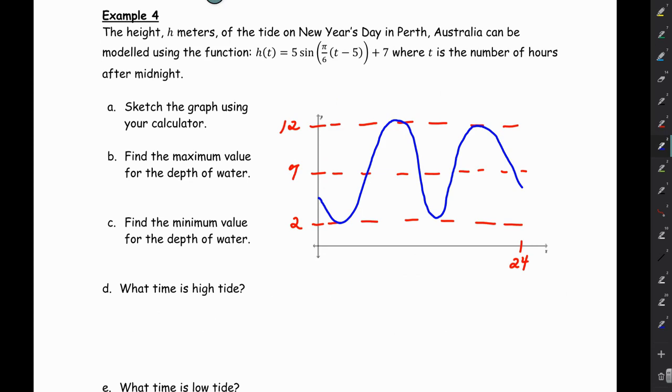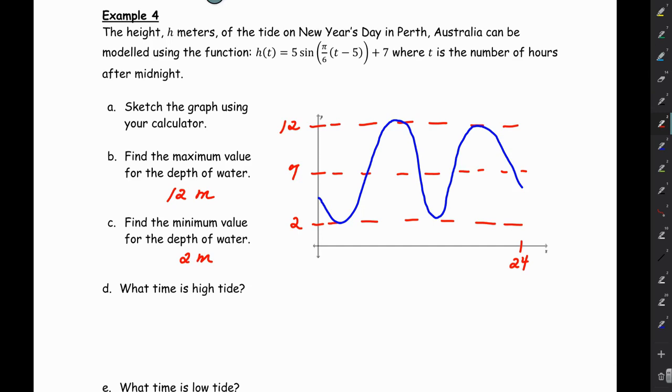Okay, that looks about right. So we've done the sketch, find the maximum value. We already have it marked. We know that that's 12 meters. Find the minimum value. We have that marked. That's 2 meters. What time is high tide?